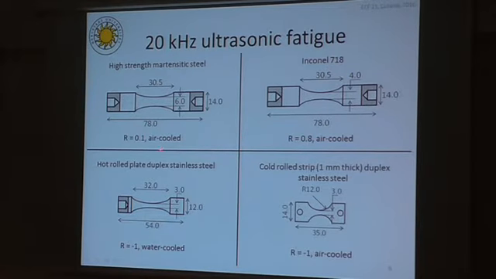The materials were tested under different testing conditions. For the martensitic steel, the load ratio was R equal to 0.1 under air cooling. For Inconel 718, the load ratio was R equal to 0.8 under air cooling. For the hot rolled plate duplex stainless steel, the load ratio was R equal to -1, and in order to avoid excessive heating, we had to use water cooling. And for the cold rolled strip duplex stainless steel, the specimens were tested under load ratio R equal to -1 under air cooling as well.